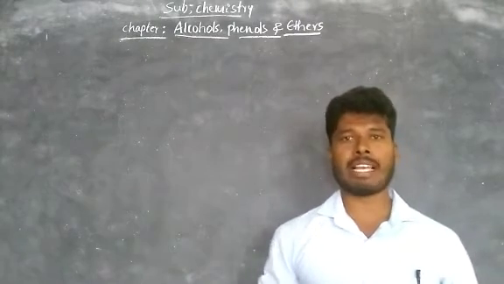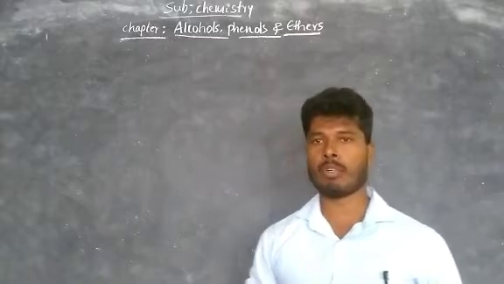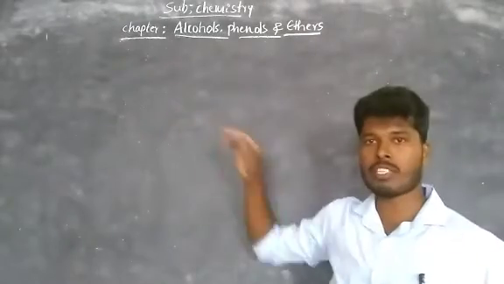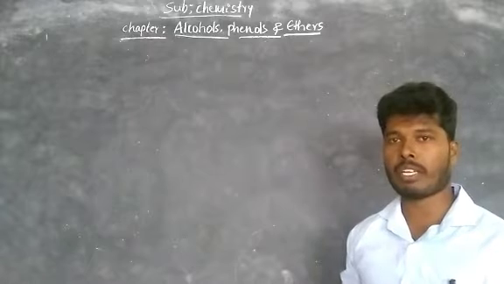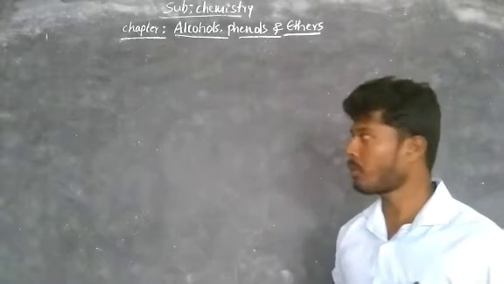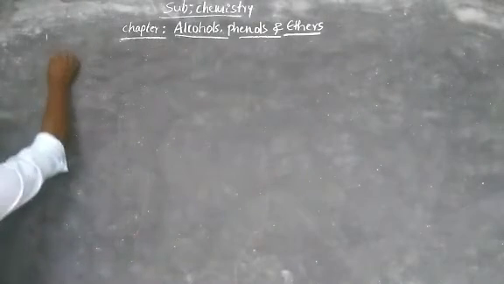In the previous classes, we have learned about the chemical properties of alcohols. So, the next chemical property of alcohol is dehydration. It is very important for the purpose of examination. That is dehydration of alcohol.